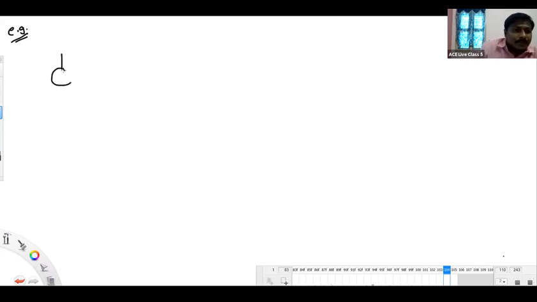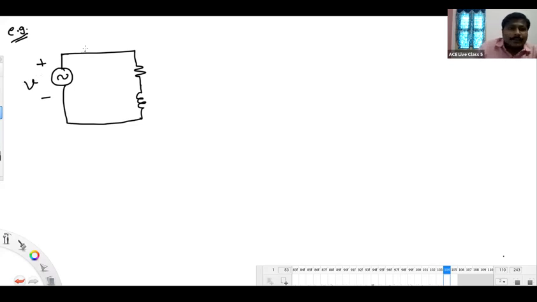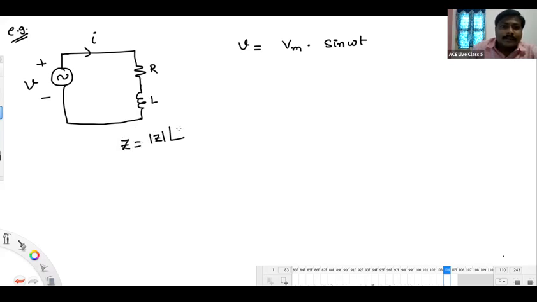See, this is one AC voltage source, and I'm showing an RL element like this. This is voltage V and this is the current I. That voltage V, I am saying, is Vm sine omega t. This RL load has impedance mod Z at an angle phi.